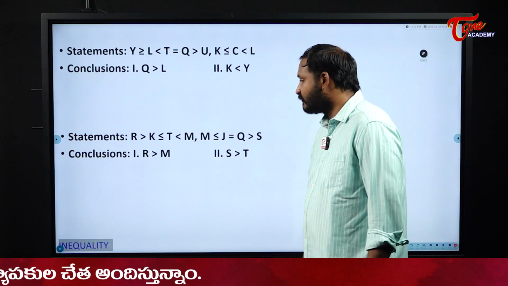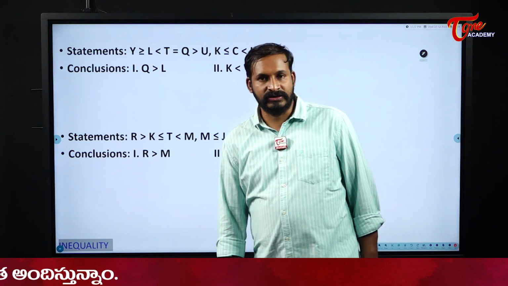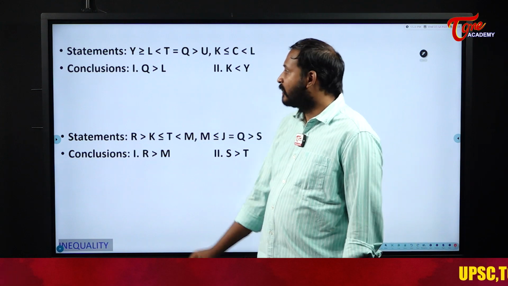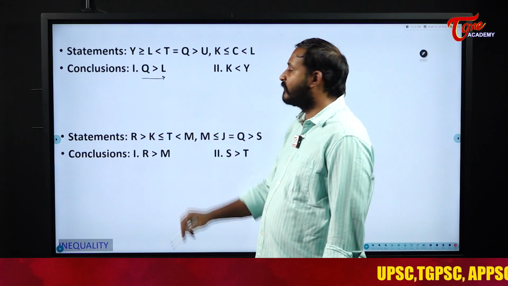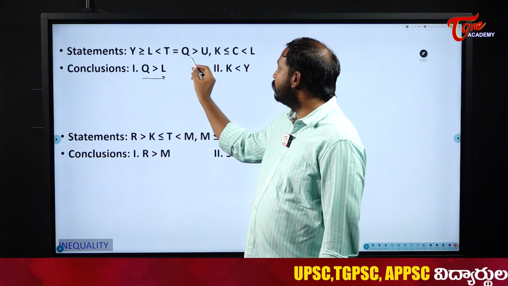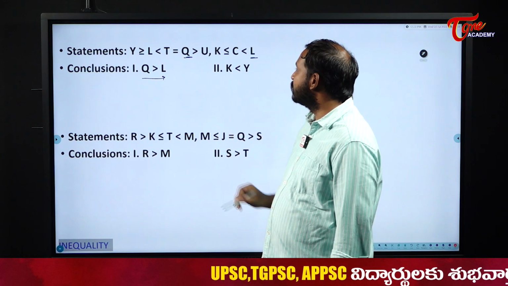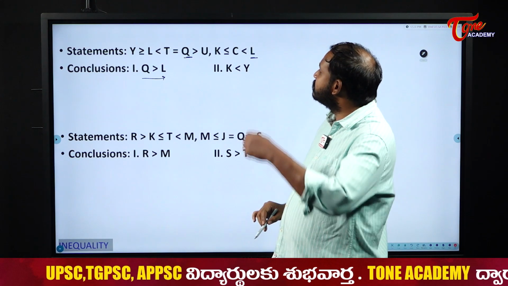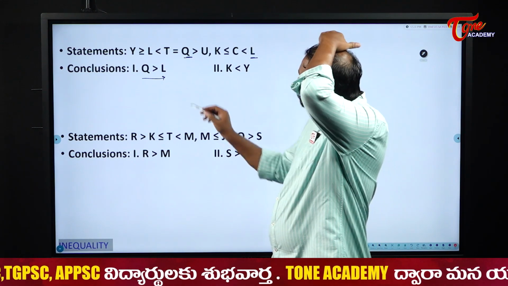Please try to solve this one, students. Everyone pause the video and try to solve this one. Right? Now see here, Q to L. I should travel from Q to L. Where do I have Q? Here. Where do I have L? Here. What is the linkage between these two, students? What is the linkage between these two, Q and L?